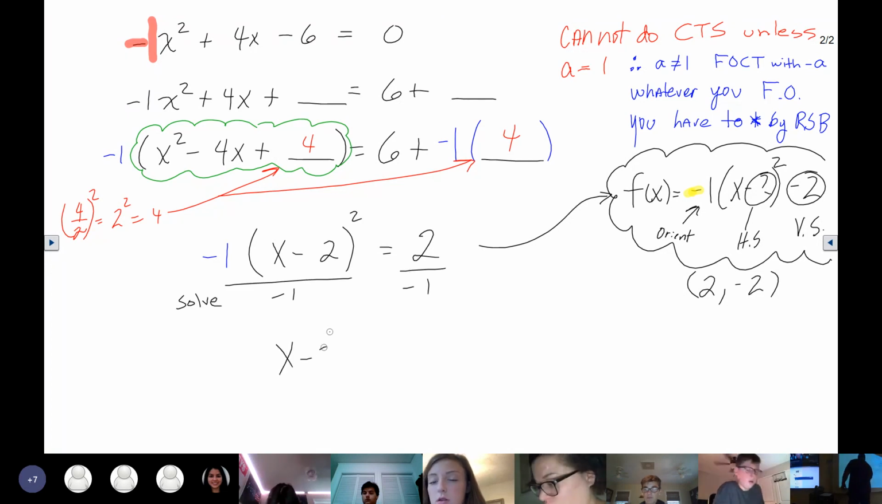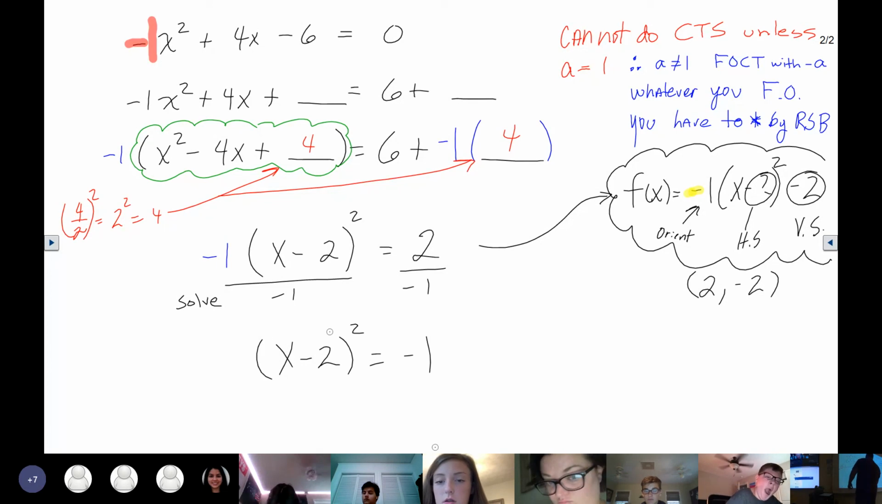And x minus 2 is equal to -1. What's our problem here? What's the problem here? I want somebody to say something. Oh my goodness. There's a negative. And you can't take what? The square root. Can't take the square root of a negative.